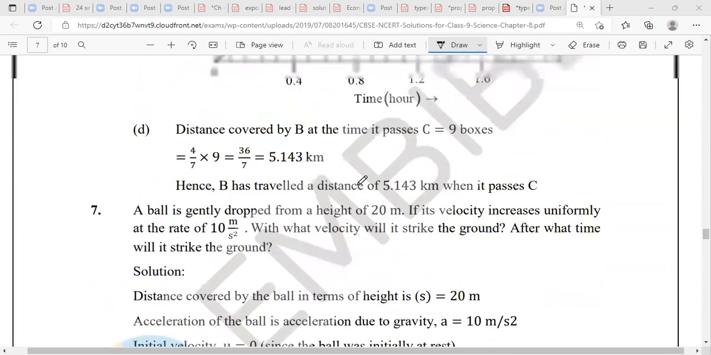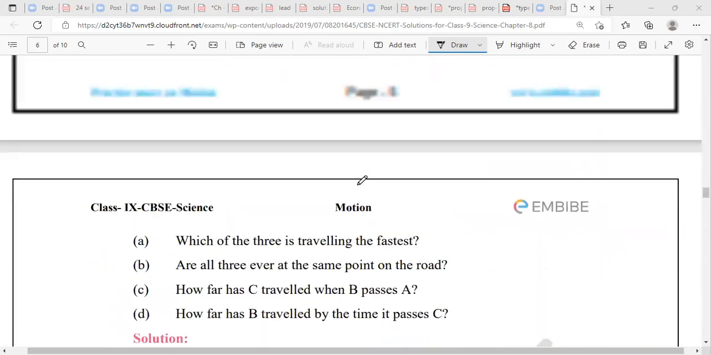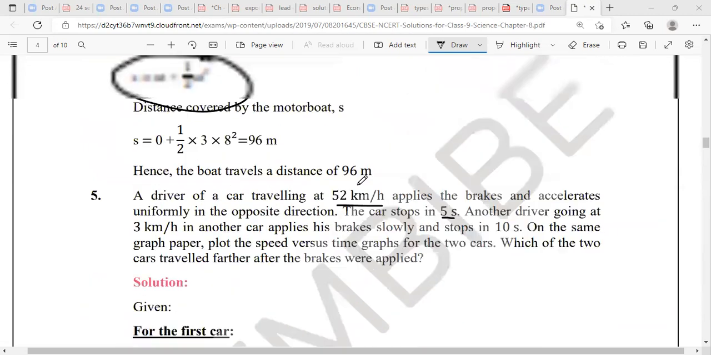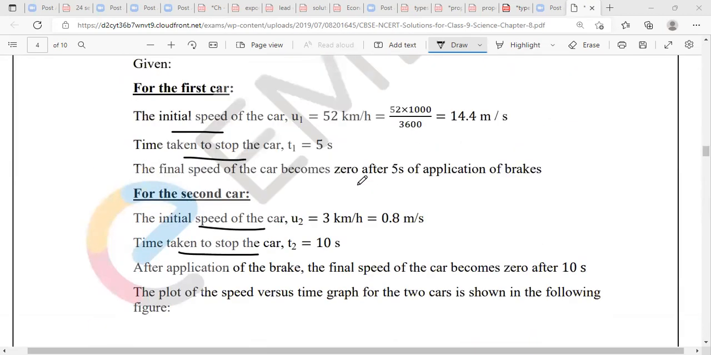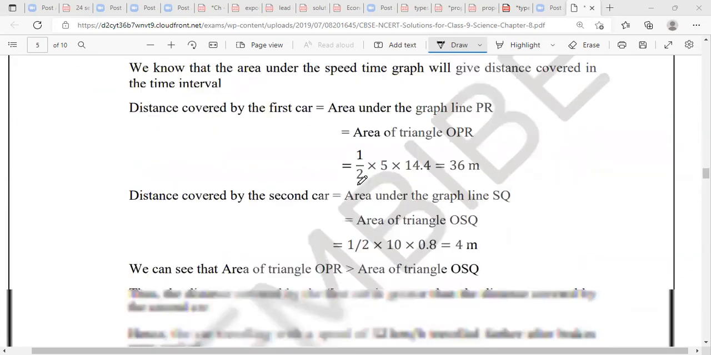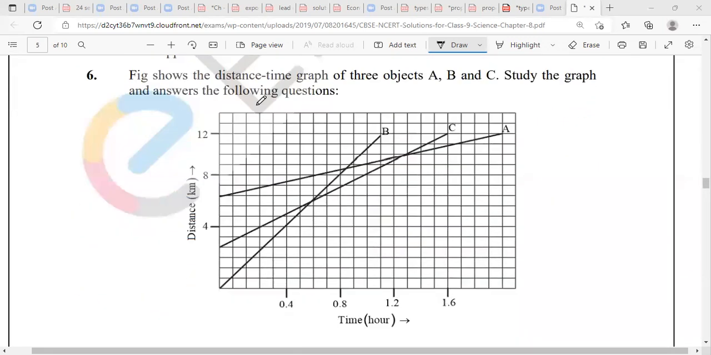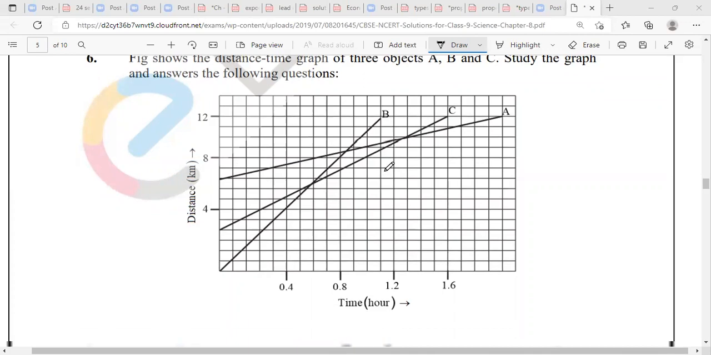Okay. Now we are going to do a few questions which are on graphs. Very, very important. This question, you can see this is your graph. The figure shows the distance-time graph of three objects A, B, C. Study the graph and answer the following questions. You can see the graph, right? This is A, this is B, and this is C.